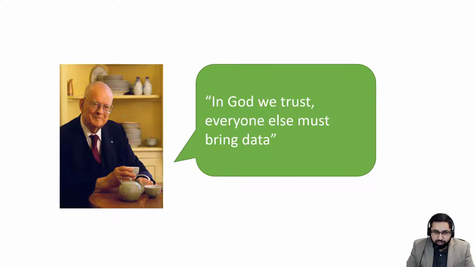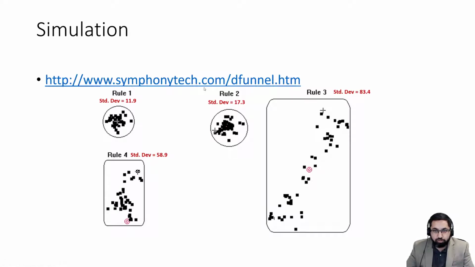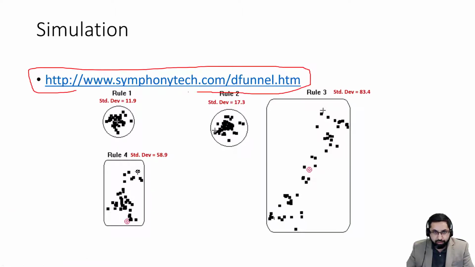As Edward Deming liked to say, in God we trust, everyone else must bring data. We are going to now do the experiment and see which strategy works best. Okay, so we're going to use an online simulation to see what is the output for each of the 4 rules. The link to the simulation is given here. Hopefully it's still live. I hope they've not taken it down. You can actually go there and do your own experiment, pick how many balls you want to draw, pick which rule you want to use.